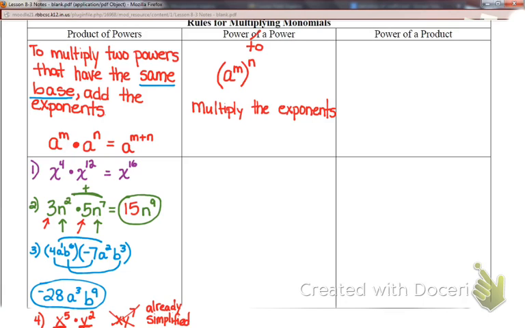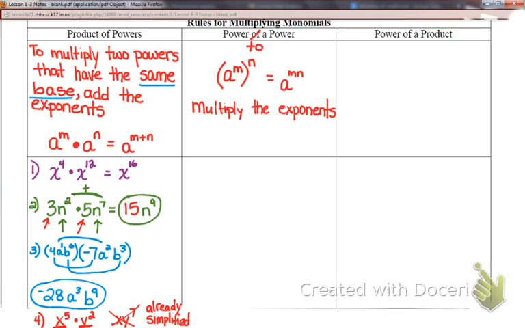And so this expression would simplify to give me a to the m times n. And again, m and n are usually going to be numbers. So, if the numbers are 3 and 4, you multiply them together to get 12. It would be a to the 12th. Which brings us to our first example.